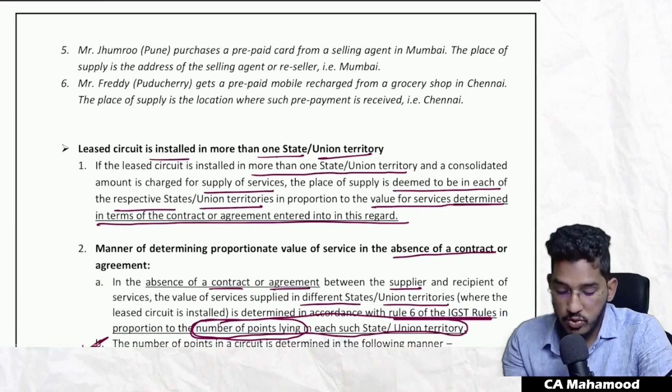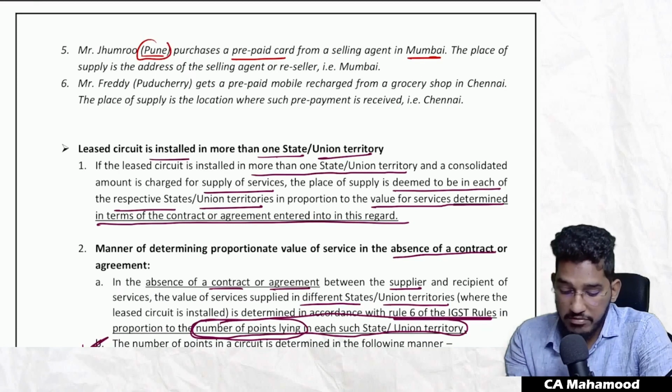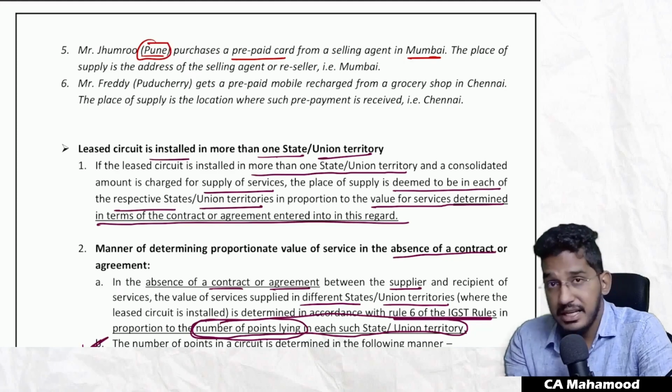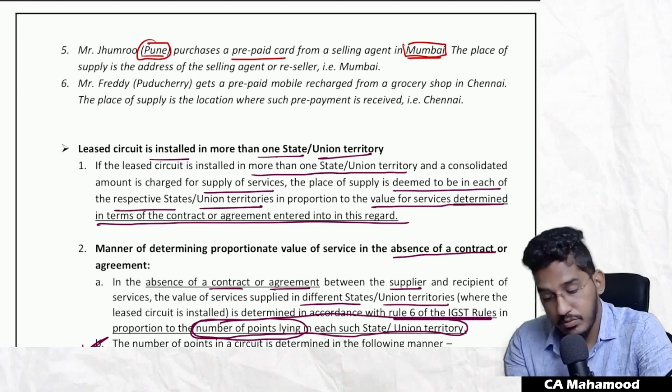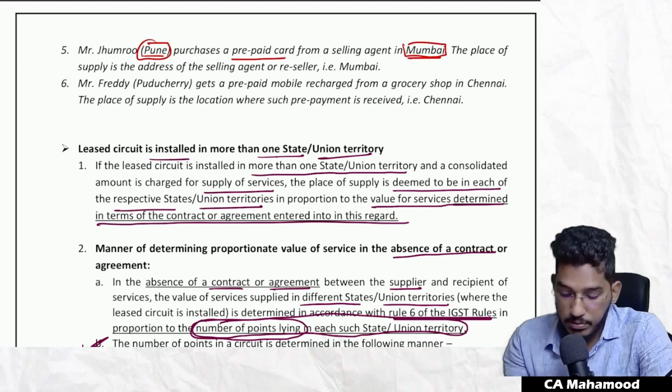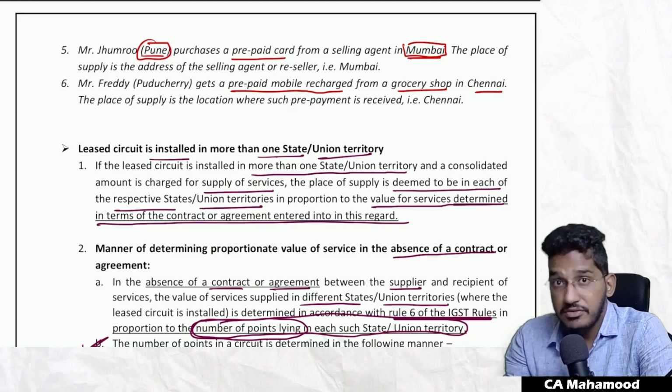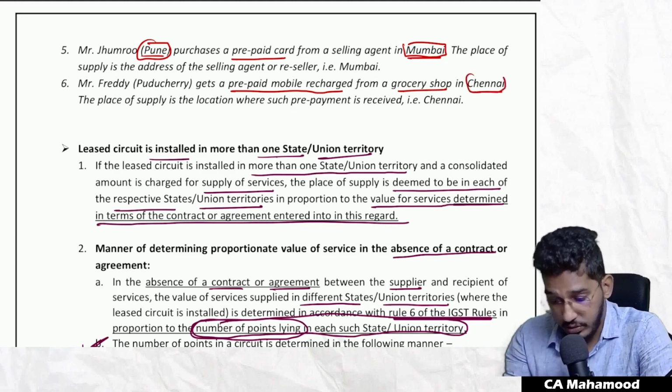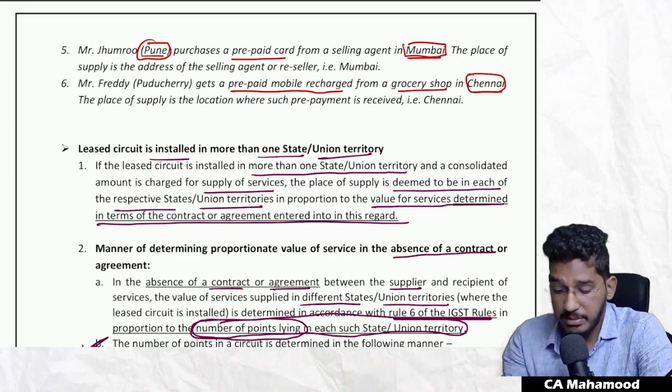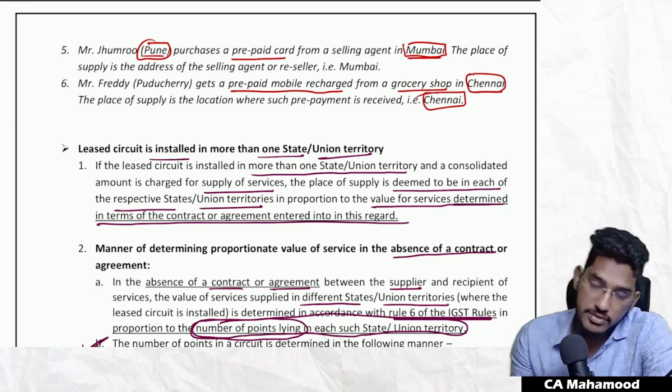Next one. Mr. Jhumru, Pune, purchases a prepaid card from a selling agent in Mumbai. He is an ultimate consumer, final subscriber. He is buying the recharge card from a selling agent. So where vouchers are sold, Mumbai location. What is the place of supply? Mumbai. Mr. Freddy, Puducherry, gets a prepaid mobile recharged from a grocery shop in Chennai. He is getting his mobile recharged from a grocery shop in Chennai, where the prepayment is received at the Chennai location. What is the place of supply for this? Chennai will be the place of supply for this.